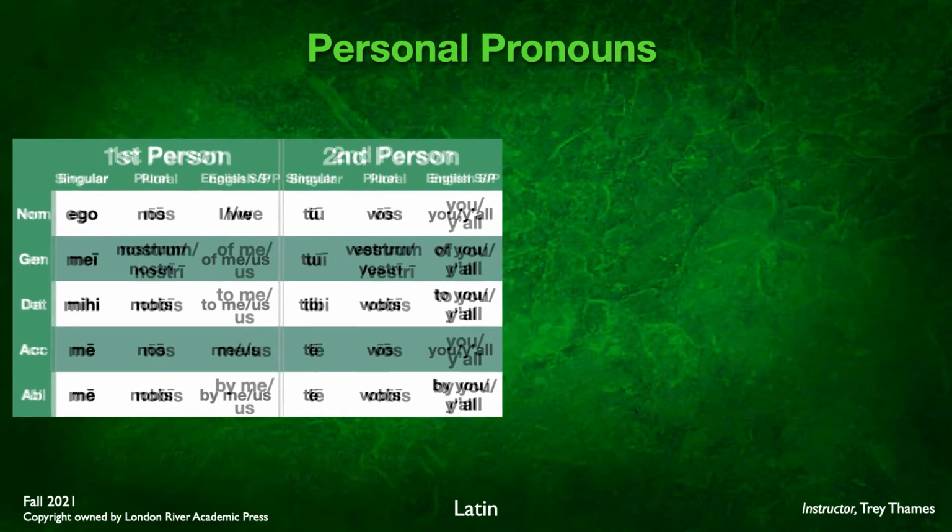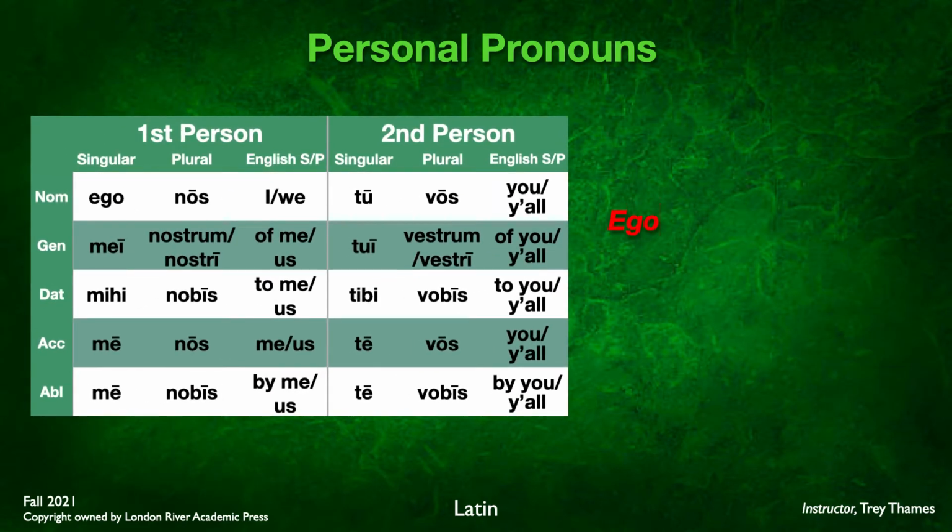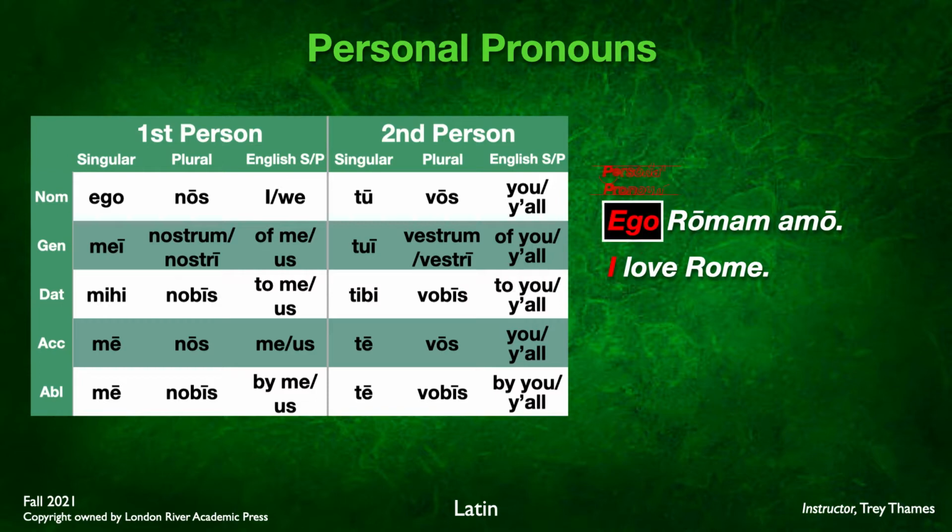So let's see if we can't give a few examples of these to help clear this up a little bit. Here's our first and second person personal pronoun chart. Here's a basic Latin sentence: ego Romam amo, I love Rome. So here we're going to take ego, which of course is the nominative first person singular pronoun, and it's I, and that's simply translated as the subject I.